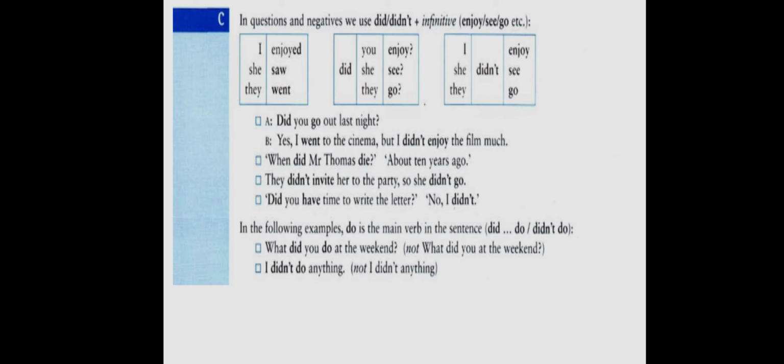I didn't do anything. I didn't do anything means I didn't, negative. I didn't do anything. So we use didn't for negative, and do for the verb meaning to do. So it becomes I didn't do anything, not I didn't anything.